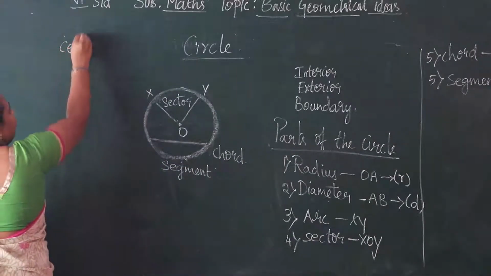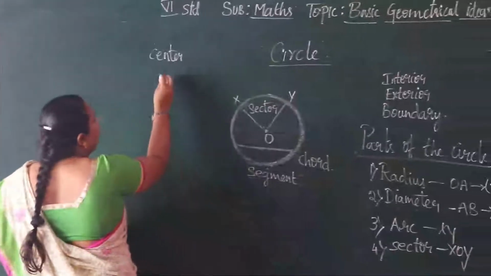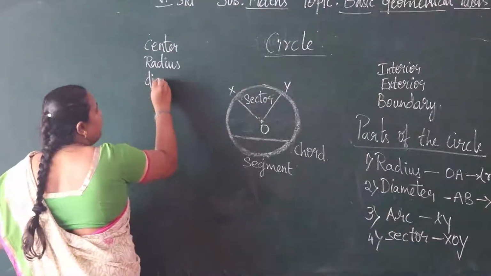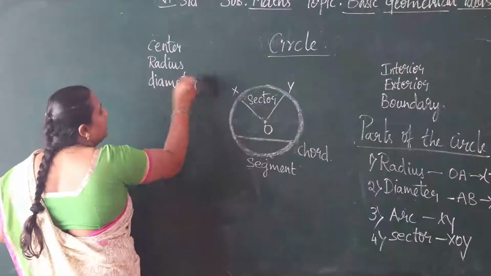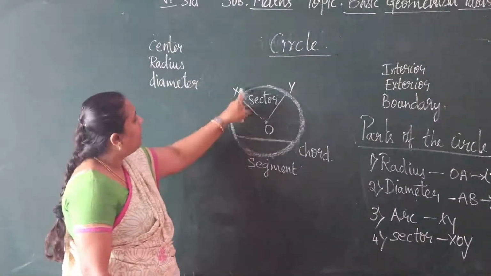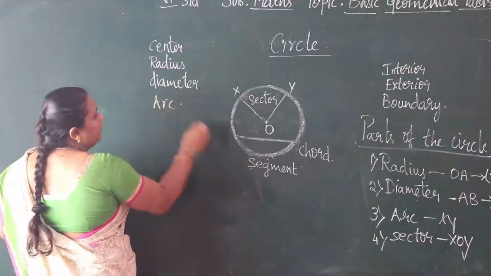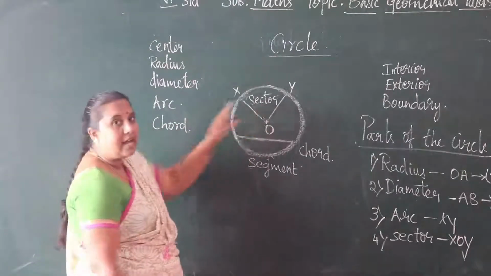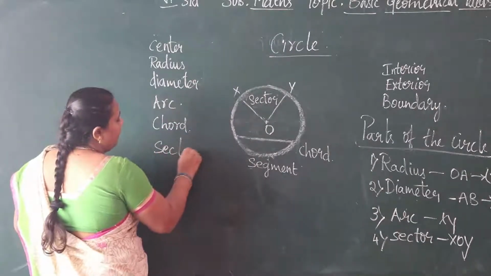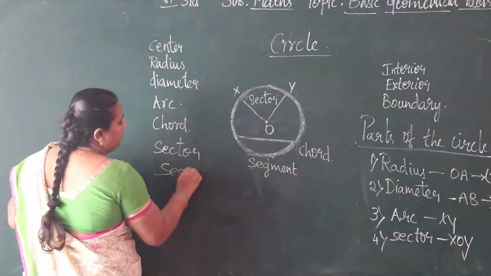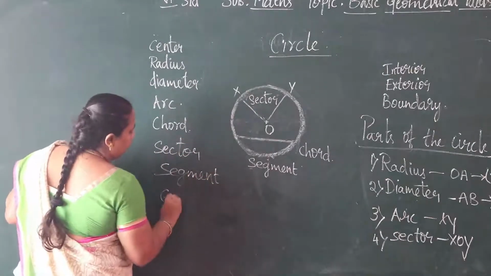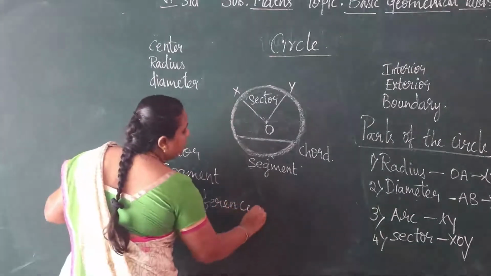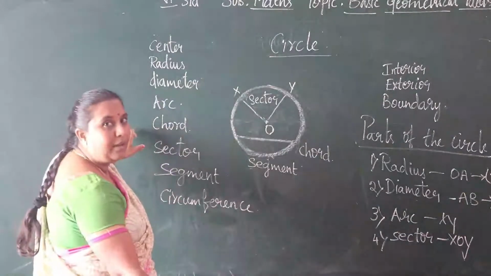Now let us recall what the parts are. First one is center of the circle, then radius, then diameter, then arc, and then chord, and then sector, then segment, and circumference. Are you clear, children? These are the parts of the circle.